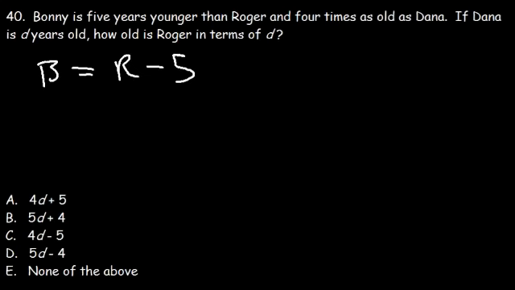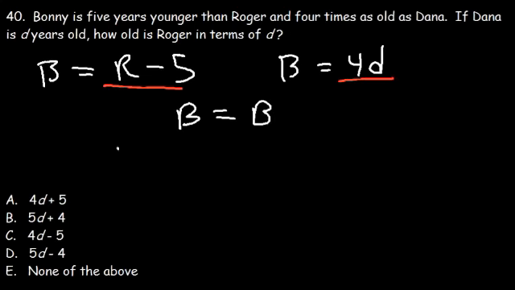Now, Bonnie is 4 times as old as Dana, so B equals 4D. So if Dana's like 8, 4 times 8 is 32, Bonnie would be 32. So now if Dana is D years old, how old is Roger in terms of D or Dana? So what we need to do is get an equation and solve for R in terms of D. So notice that B is equal to R minus 5 and B equals 4D. So since we know that B equals B, we can replace B with R minus 5 on the left side, and on the right side we can replace B with 4D. So now we can solve for R.